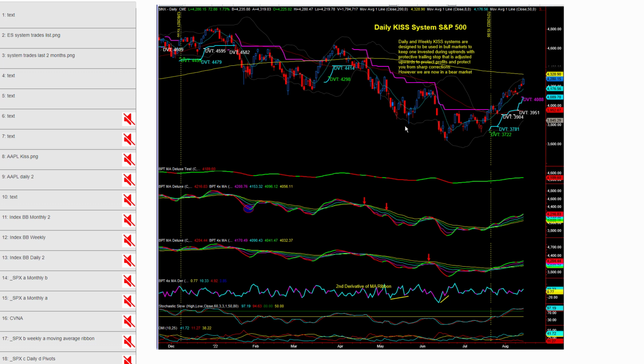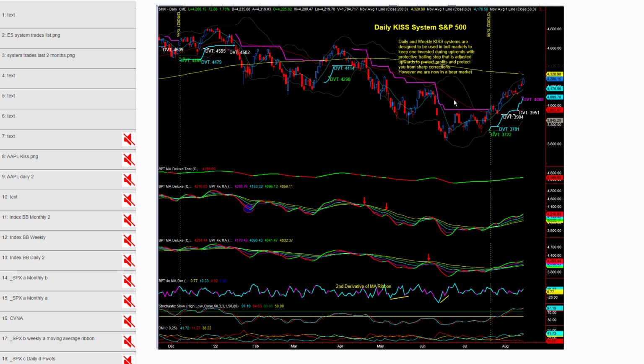Next, chart number 7, here's the daily KISS S&P. So again, it's been mostly in cash this year. It went in cash back in early January. It attempted a little long here in March, mainly for a wash trade. You can see it got 2 DVTs there. And then it went long here. I can't remember the exact date here. I think it's July 21st.